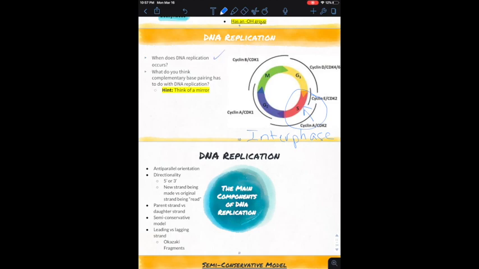What do you think complementary base pairing has to do with DNA replication? This was something that I asked you 2 different times, I believe. If we're replicating DNA, we have a double helix, right? When we replicate DNA, helicase, an enzyme, is going to come through and unzip the DNA. So then our DNA is going to look like this, like 2 separate lines.